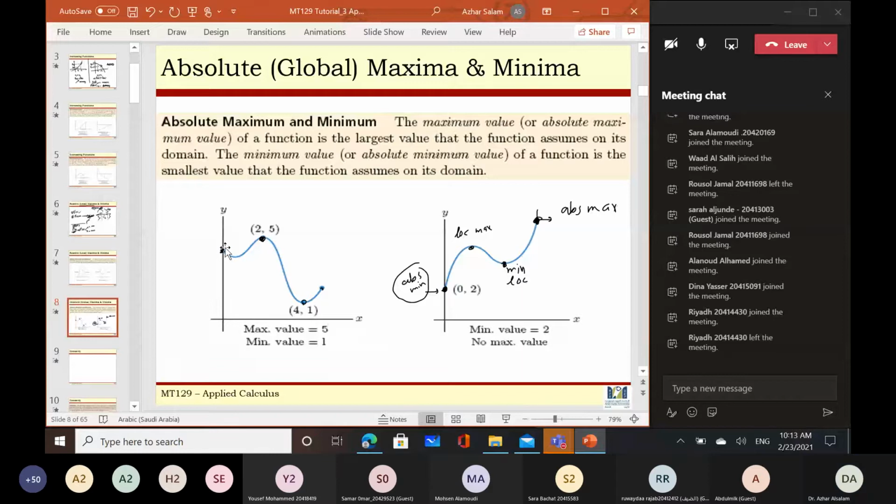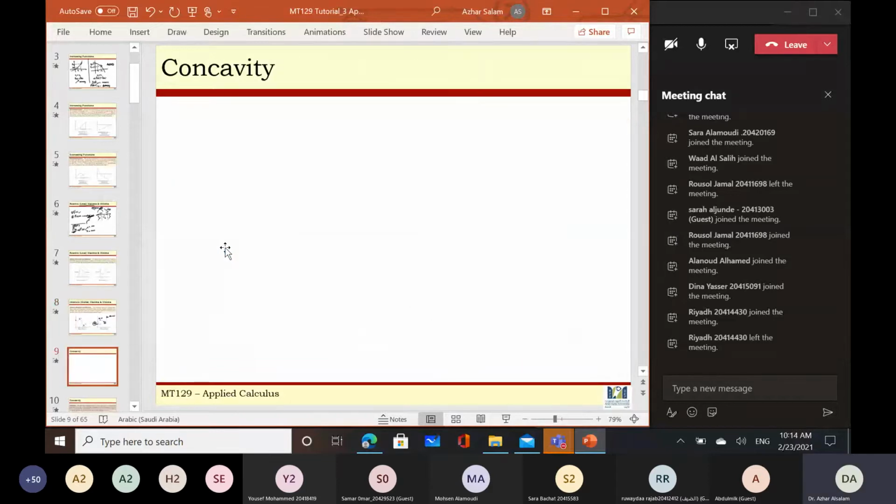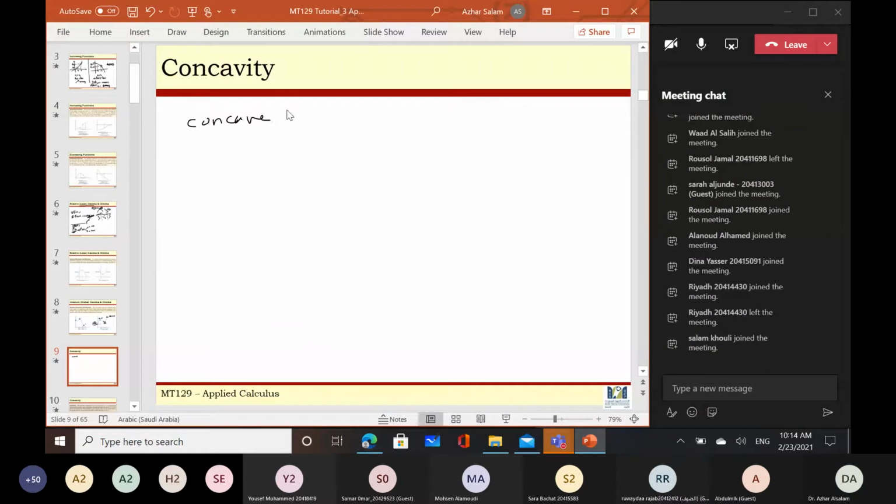The same for concavity. We said that the function is concave up, like this. This is concave up if the function f double dash at that point is positive, okay, with a positive sign.